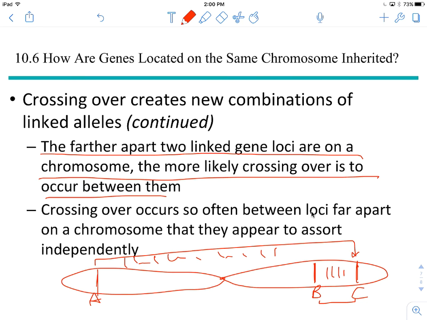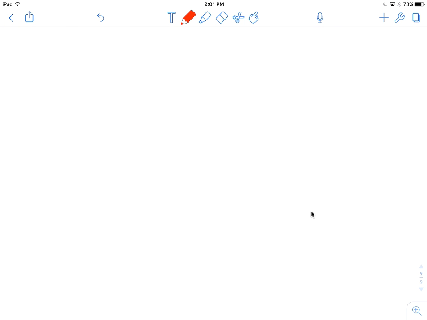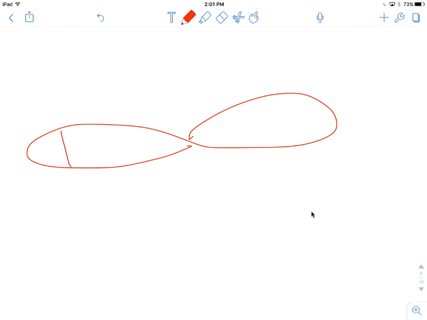If the loci are very far apart, crossing over occurs so often between them that they actually behave as if they are on independent chromosomes, as if they're on different chromosomes. But if the genes are closer together, they travel together. So again, crossing over and recombination generate new gene combinations. I want to talk just for a second about this here: A, B, and C.